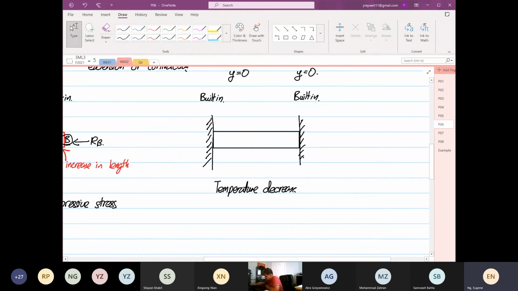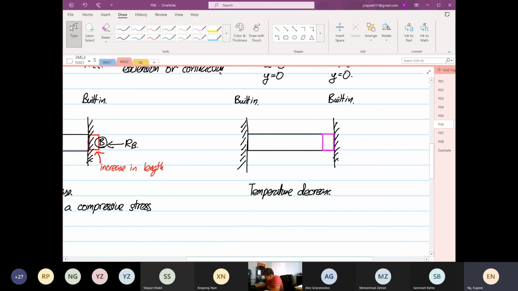All right, so what will happen is the structure now wants to contract. Okay, so I'll draw in a different color. It wants to contract. Okay, so it wants to decrease in what? Decrease in length. Right, it wants to decrease in length. However, at point B, the built-in wall does not allow it to. So it will pull it back in this direction.